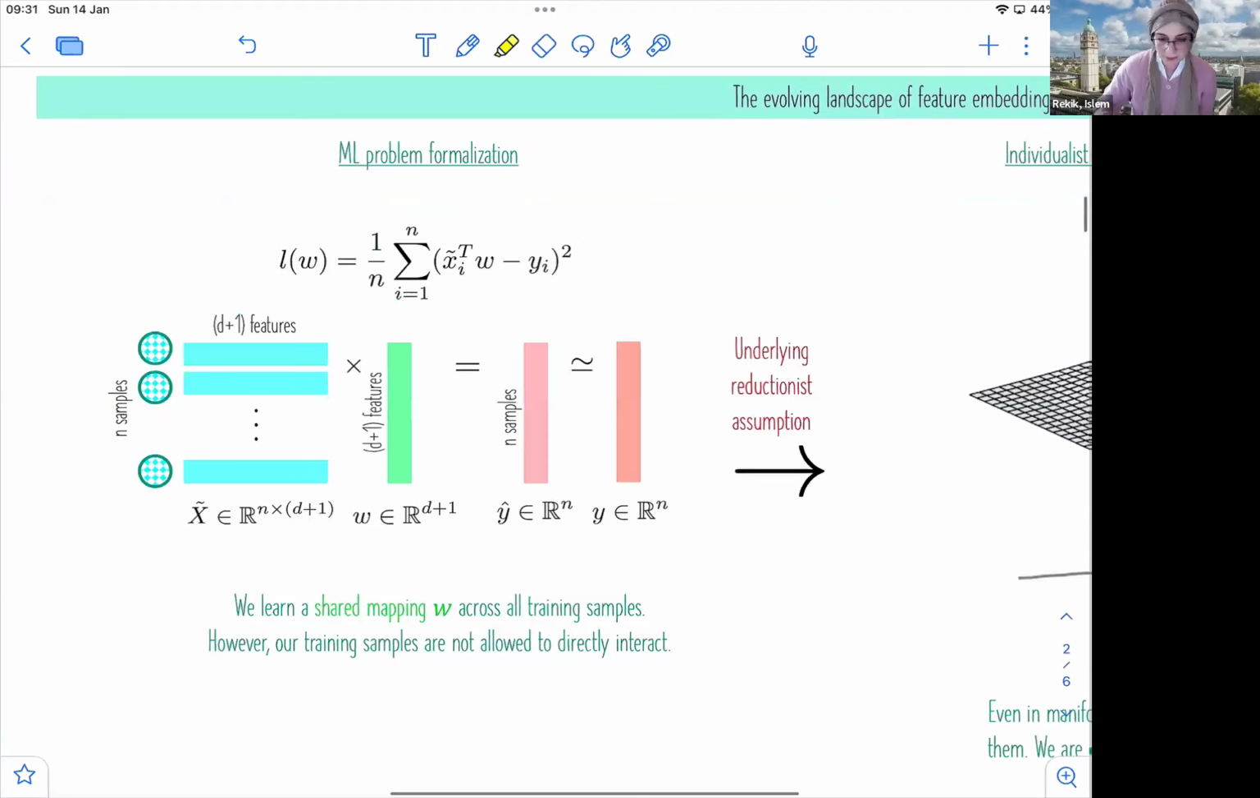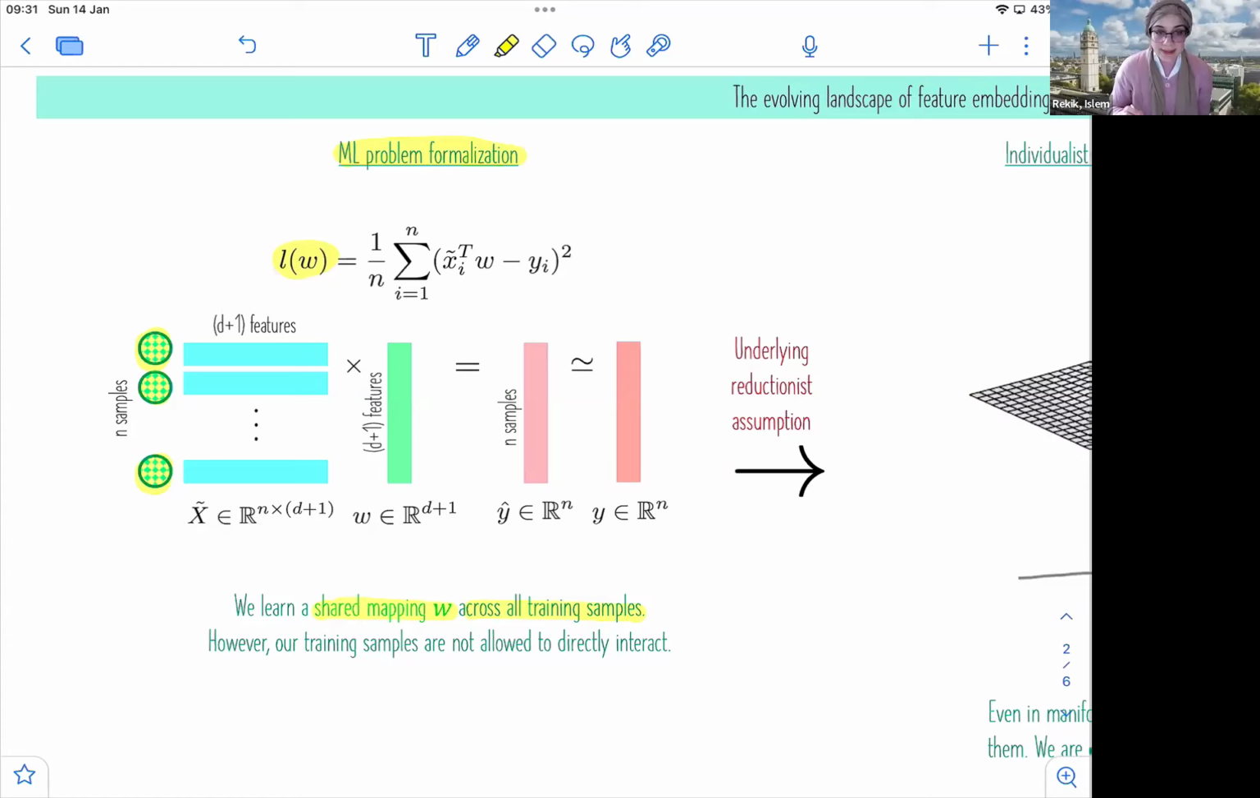So let's start off with this example right here. We have a simple linear machine learning problem. So we formalize it here. We have our loss function. We have our training samples, so n training samples. And our goal is to learn a shared mapping W across all training samples.